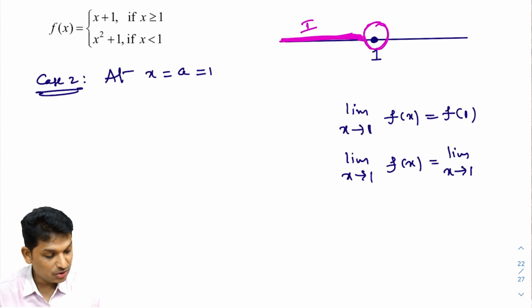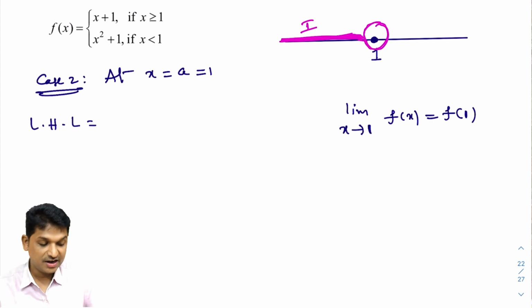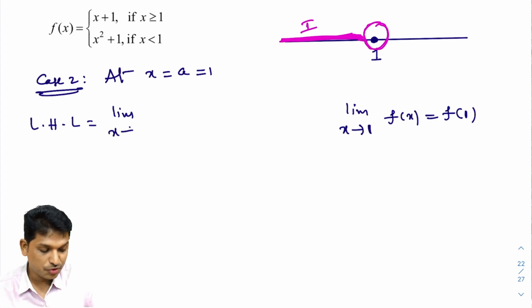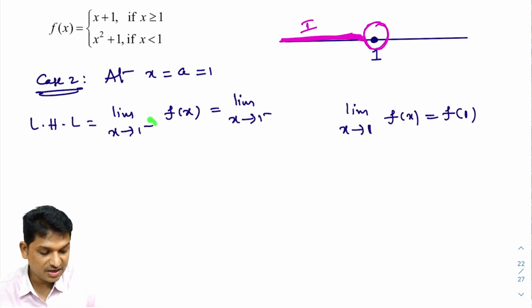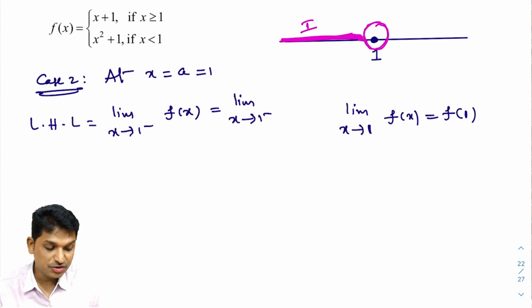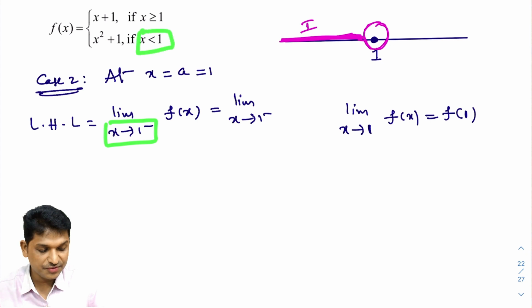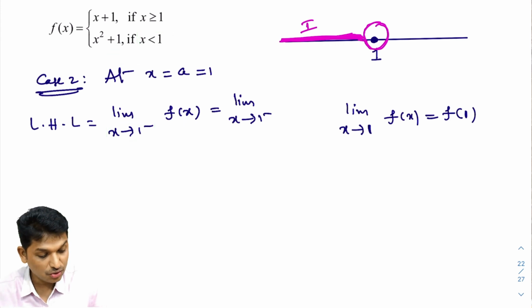So what I'll do is calculate the left hand limit. Limit x approaches to 1 from left, f of x. Now no confusion will be there. X approaches to 1 from left means all x values are less than 1, very near to 1 but not 1. When x values are less than 1, which function to choose? It is clear: we need to choose the function x square plus 1. So I'll write that function x square plus 1.